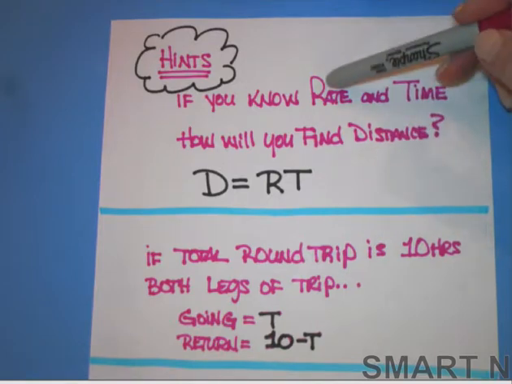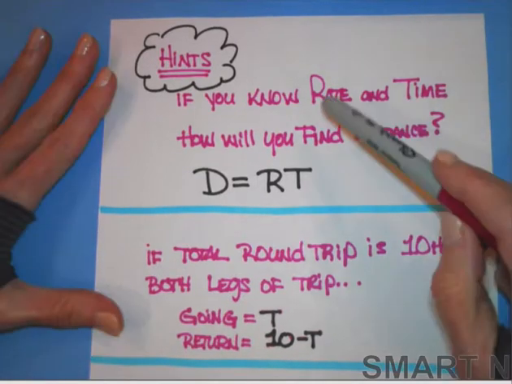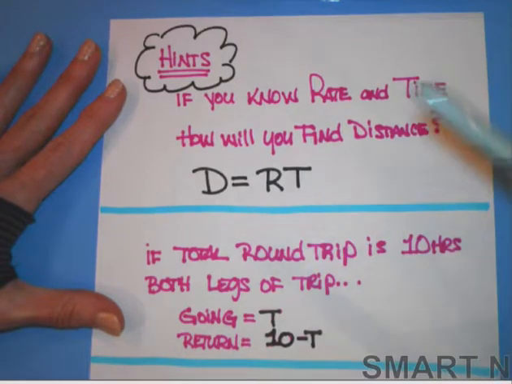So for some of the problems, you're asked to find the rate or the time, and then the question may say, how far did they travel? Well, if you have both pieces of information, then you just simply multiply those together to get the distance.